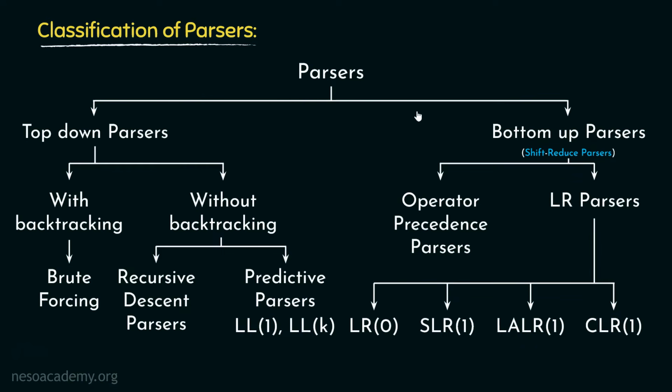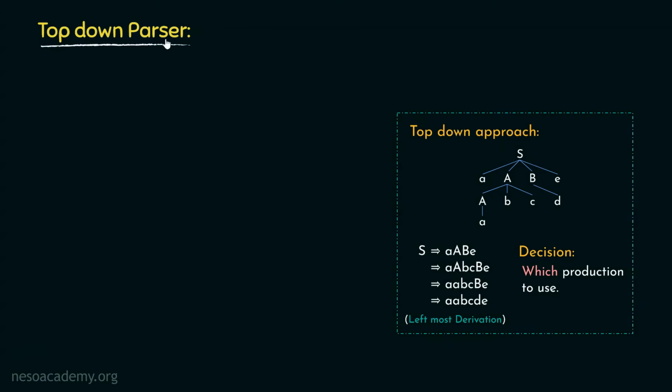Now in the previous session, we observed the classification of parsers, didn't we? There, I told you that the top-down parsers can be classified into two different categories. That is, the top-down parsers with backtracking, which use brute forcing algorithms. On the other hand, we have the top-down parsers without backtracking. Now in this course of compiler design, we will mainly focus on the top-down parsers without backtracking. So from now onwards, whenever we mention the top-down parsers, remember, we are talking about the top-down parsers without backtracking.